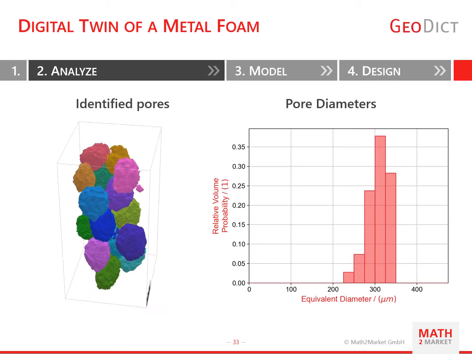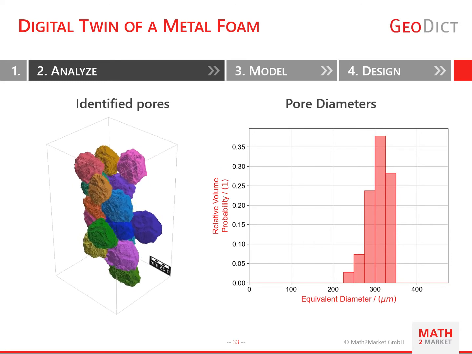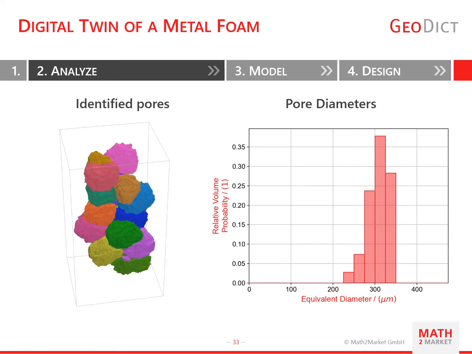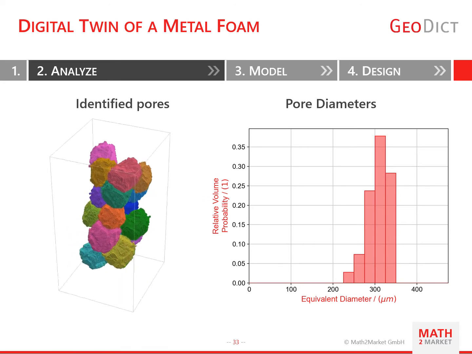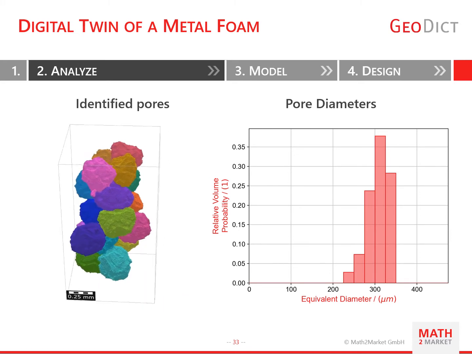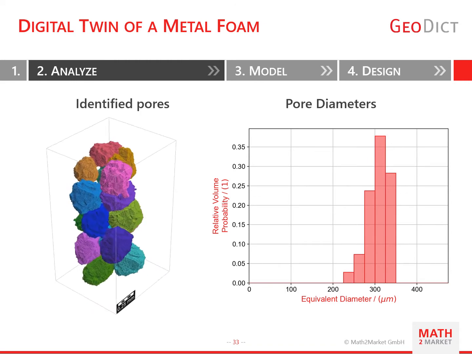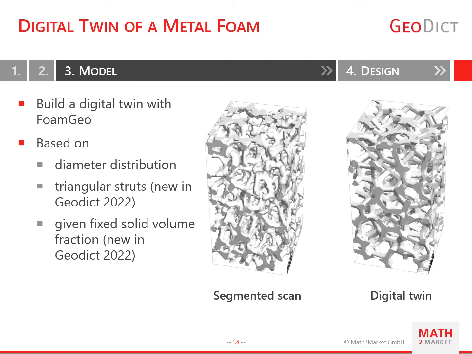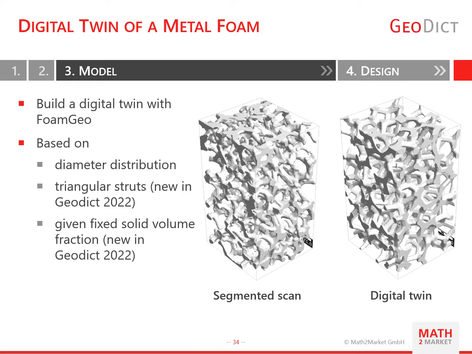First, we identified the pores in the foam with GeoDict. The pores at the boundaries were omitted as they would falsify the statistics. For the modeling, the most important information is the pore diameter distribution that you can see on the right. Based on the pore diameter distribution, we built a digital twin in FoamGeo.